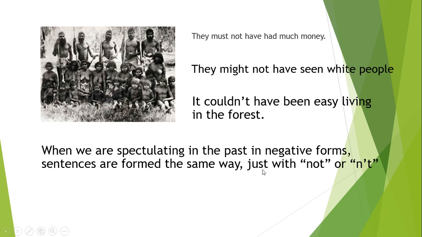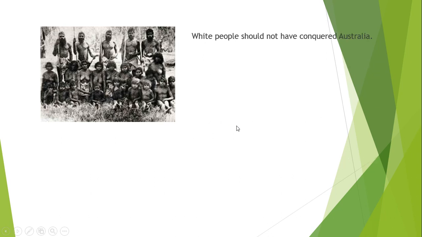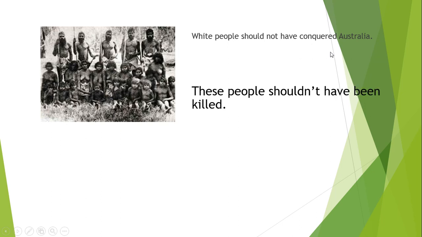When we're speculating in the past in negative forms, sentences are formed the same way, just with not or n't. So, subject, modal verb, not, plus present perfect. Okay? Again, similarly, must is when you're quite sure, and might and couldn't when you're not so sure. White people should not have conquered Australia. These people shouldn't have been killed.